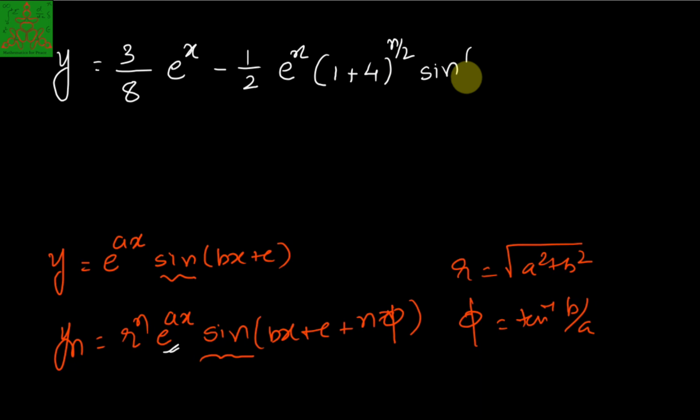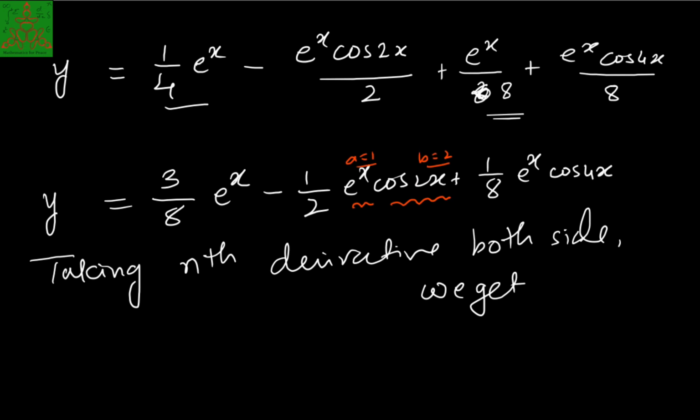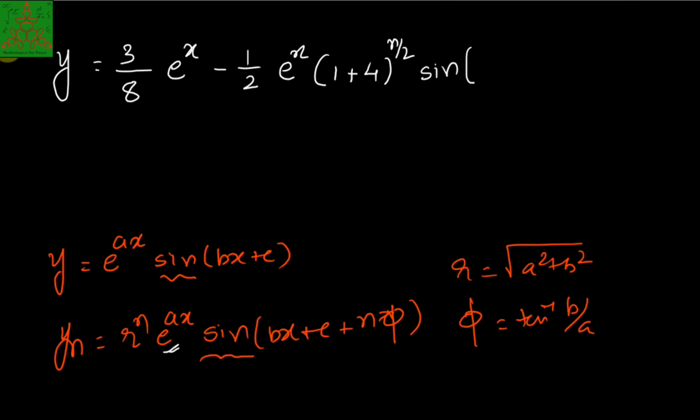Sine bx plus c, the b is here 2x, but it is not sine, it is a cos. So it is cos 2x plus n phi, the value of phi is tan inverse of b by a. b is 2, a is 1, so it is into tan inverse of 2.